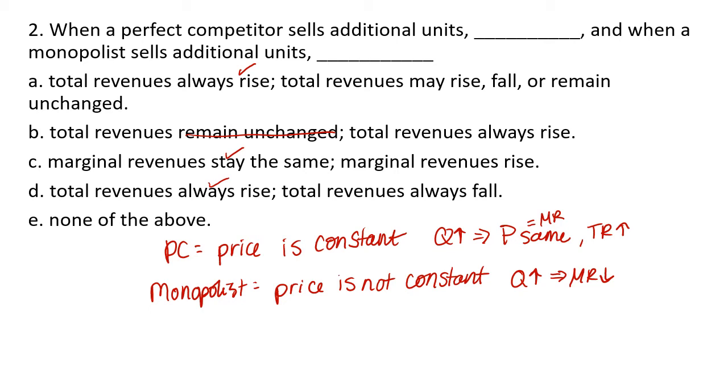So for a monopolist, our first one says total revenues could go up or down or stay the same. That's true. We've already eliminated B. C says marginal revenues rise. That's not true. Marginal revenue is downward sloping, so when quantity goes up, it goes down. And total revenues do not always fall. They can fall, but it's not always. So A is the one that gives us the correct combination.